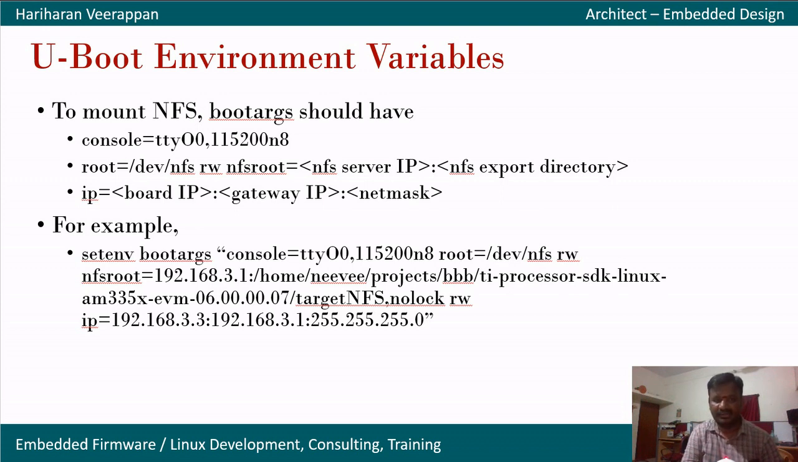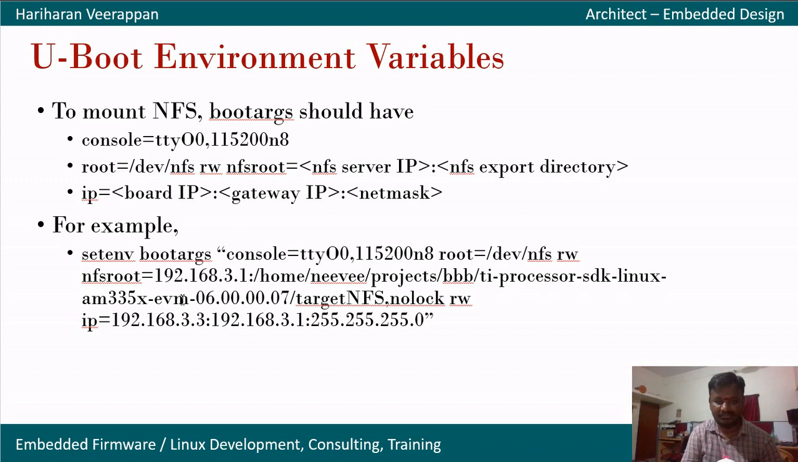For that we need different parameters, something like console equal to ttyO0, 115200n8, where 115200 is the baud rate, no parity and 8 data bits. And we will have root equal to /dev/nfs, and nfsroot, the exported directory that we have to give, and something like ip, the board IP and gateway IP, and then the netmask that we have to give over here.